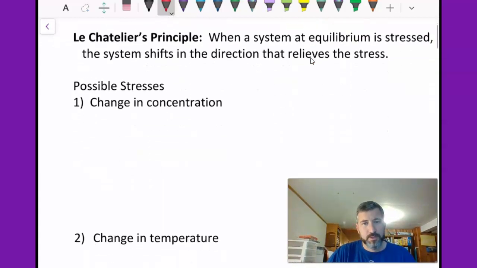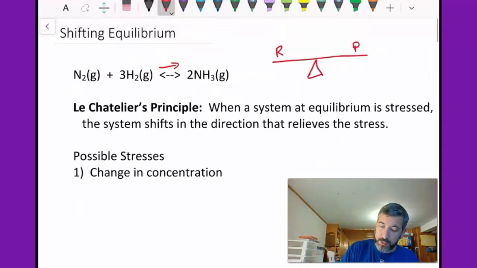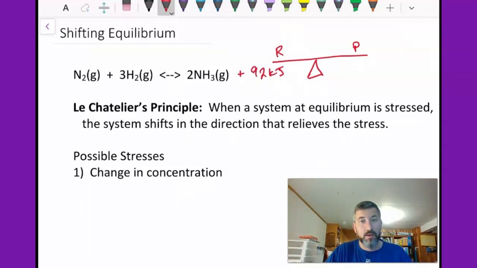Okay, so another stress is change in temperature. Now, the change in temperature depends on us understanding how heat is involved in the reaction. So, for example, with this production of ammonia, we have, I think it's like 92 kilojoules or something like that on the right-hand side, if I include the heat. So it's exothermic in the forward direction, and it's endothermic in the reverse direction.